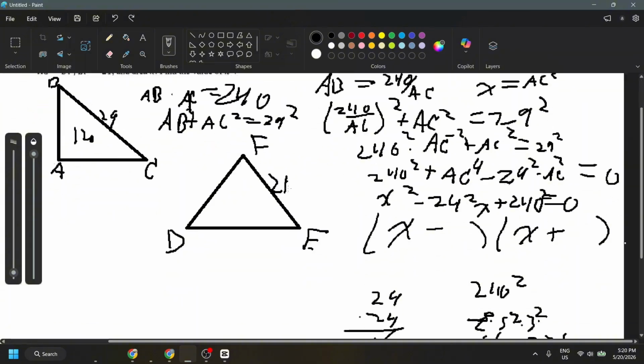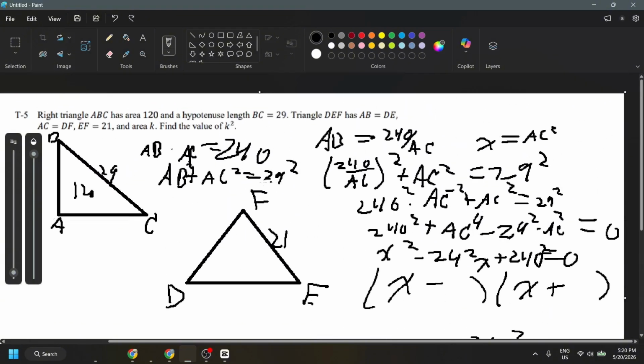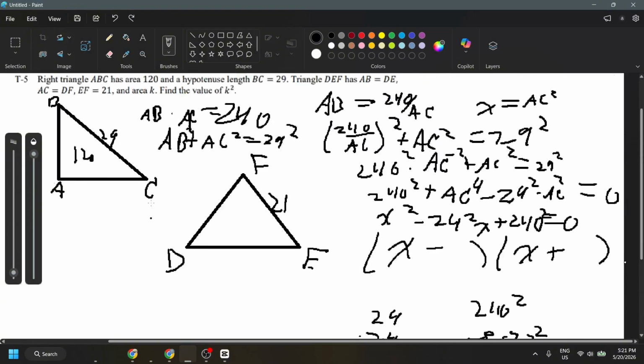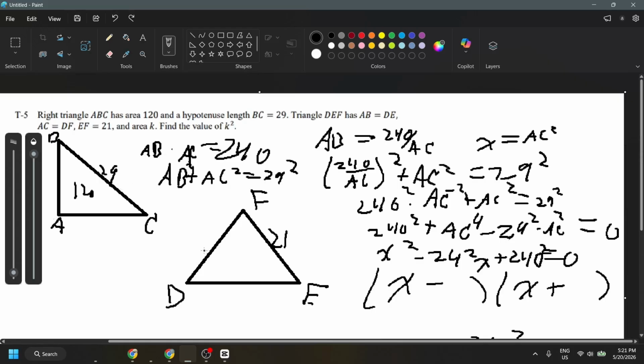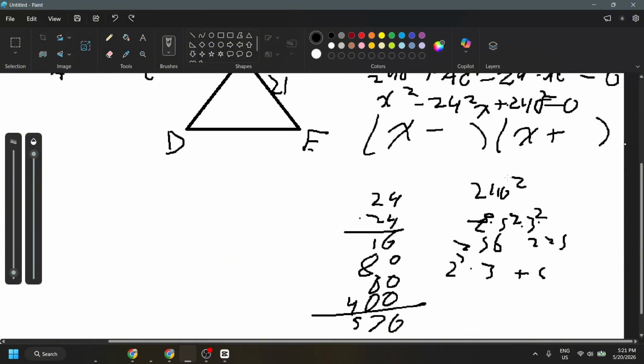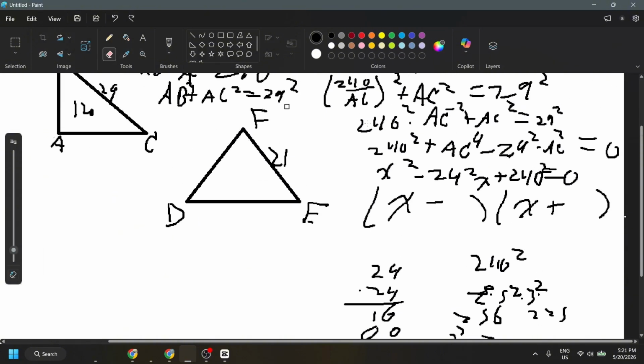So what are we doing? We're trying to find the side lengths here. So we know that the area is 120 and the hypotenuse is 29. Okay, so a squared plus b squared equals 29 squared. So then we got this quadratic, so we're looking for the solution to this quadratic.